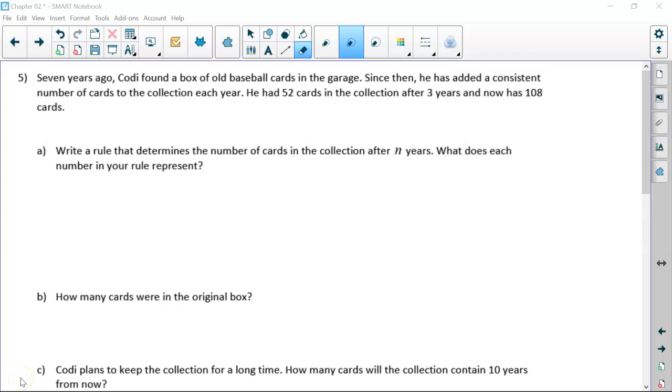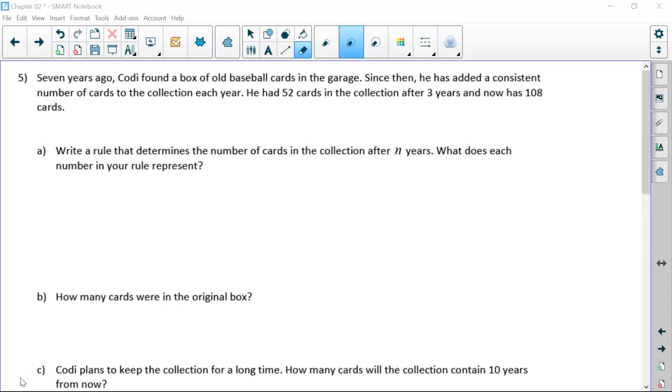Okay, we're going to continue on with more practice problems from section 215. These arithmetic sequences. Remember, arithmetic are linear. y equals mx plus b. So 7 years ago, Cody found a box of old baseball cards in the garage. Since then, he added a consistent number of cards. When you see added consistent number, think arithmetic.